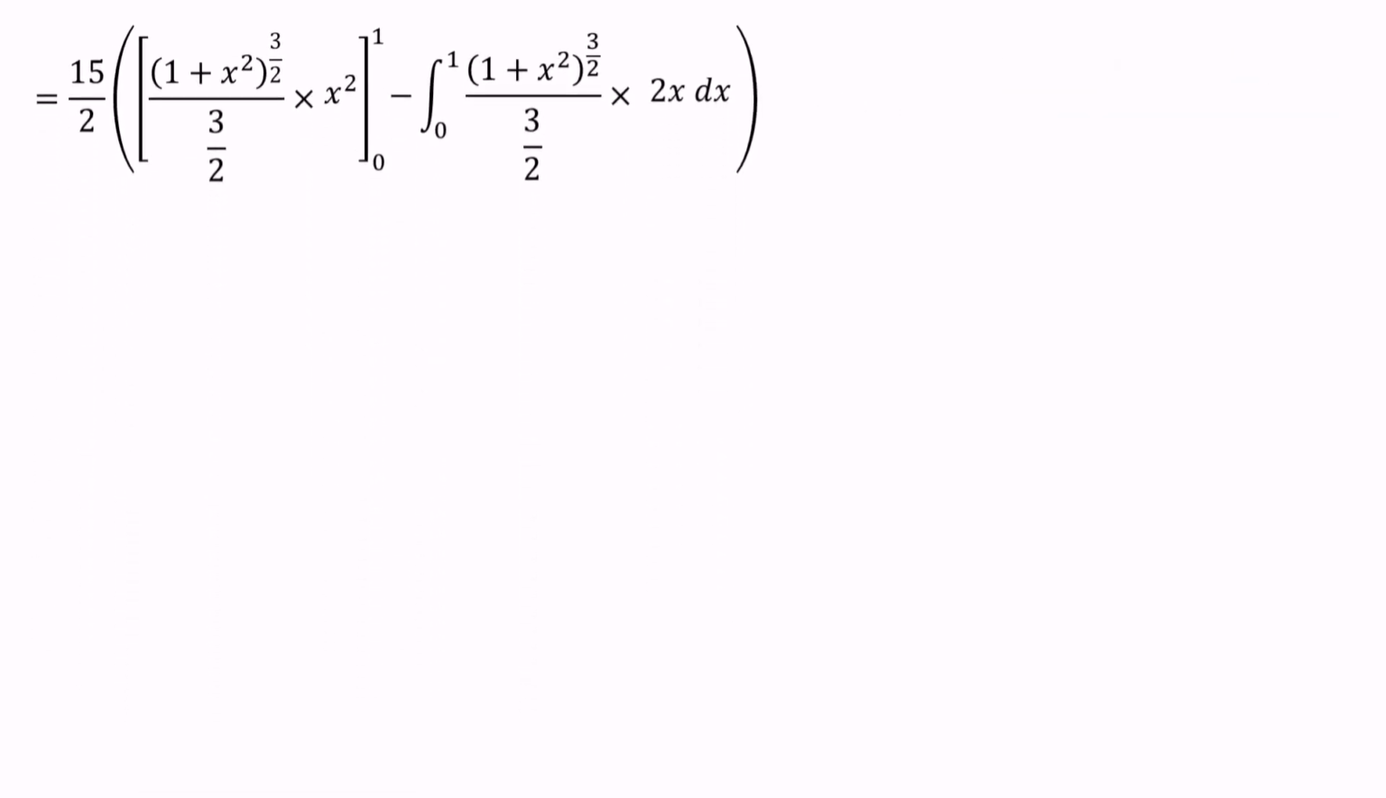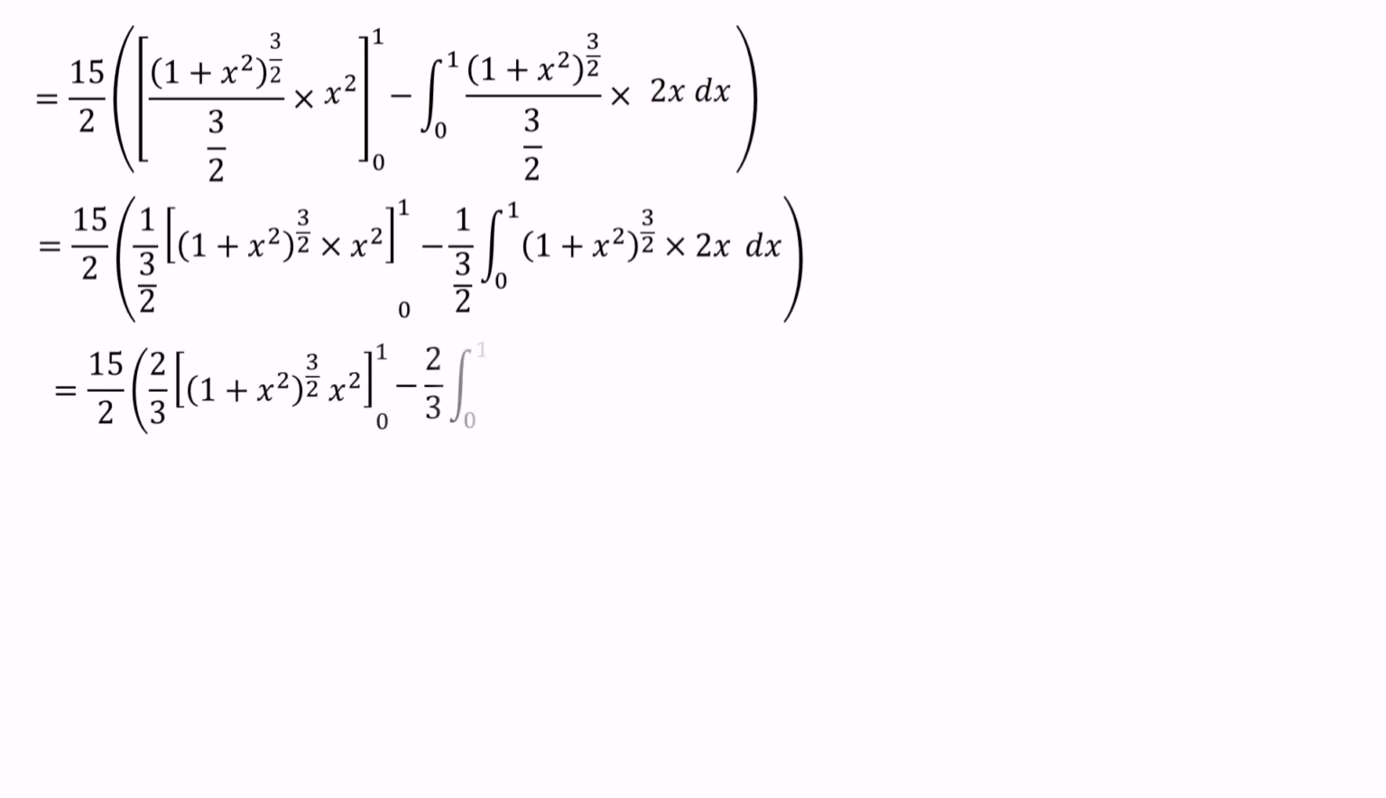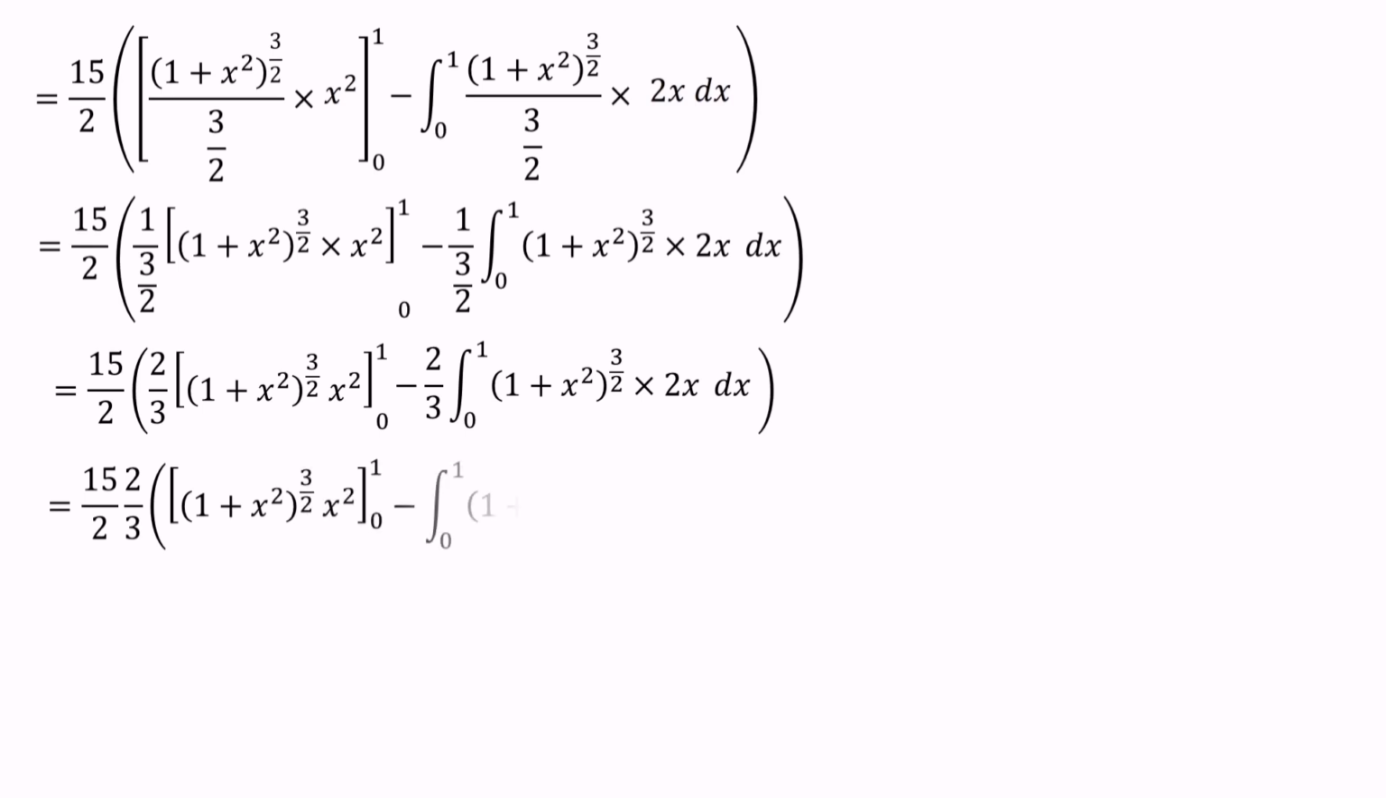The denominator value 3 over 2 is a constant. So we can write this 3 over 2 value outside of the integral. After that we have 2 over 3 integral 1 plus x squared to the power of 3 over 2 into 2x. Now we can take 2 over 3 as a common factor. Then we need to find the integral of 1 plus x squared to the power of 3 over 2 into 2x.